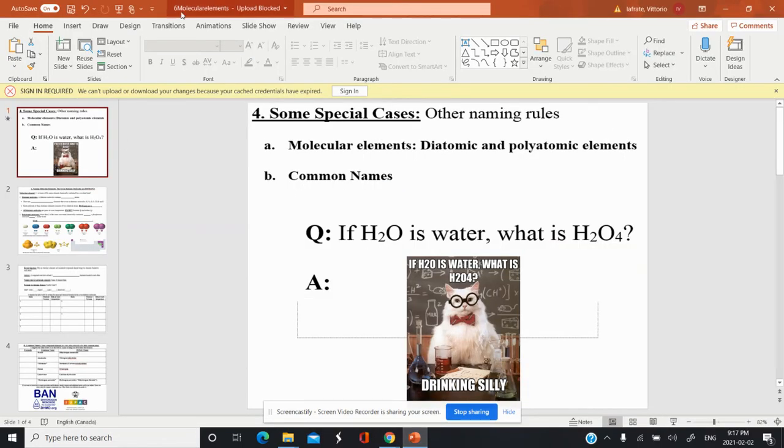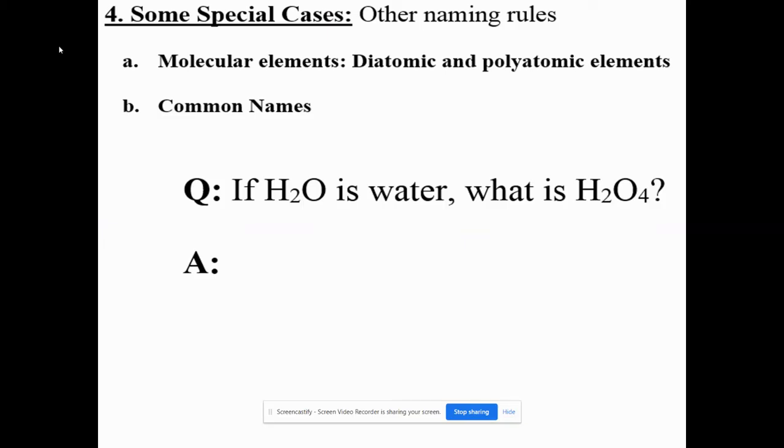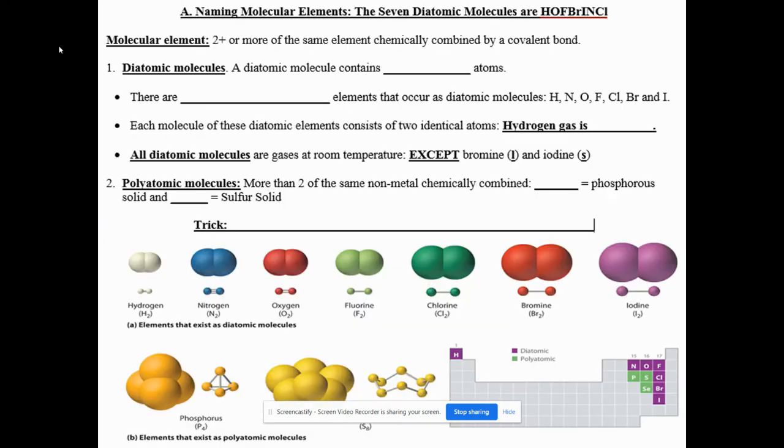In this video, we're going to review how to name some molecules that are considered special cases. So our focus is going to be on the molecular elements, which could be diatomic molecules or polyatomic molecules. Remember, you learned about this in grade 10. It's called the Hofbrinkel elements. They're elements that don't exist as single atoms in nature, but rather exist combined to themselves. So for example, H in nature exists as H2 in its gas form. So a molecular element, again, is two or more of the same element chemically combined by a covalent bond. It's a molecule, just not a compound, because it's two of the same element.